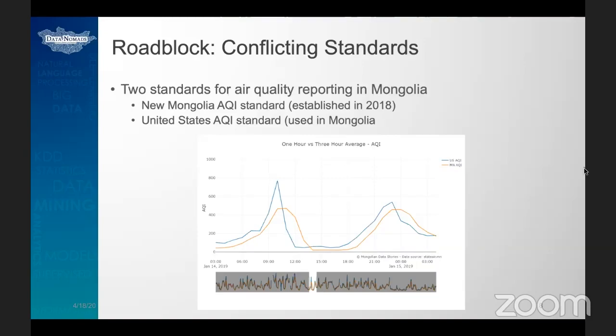And the problem is because you're super sampling, that's what it's called. You're actually taking a 3-hour moving average. It's difficult to subsample from that. So you actually can't really accurately go backwards from the Mongolian standard to the US standard. So you actually have to move everything from the US standard to the Mongolian standard to make it comparable. And so that's a huge thing that I had to do to make this analysis work correctly.